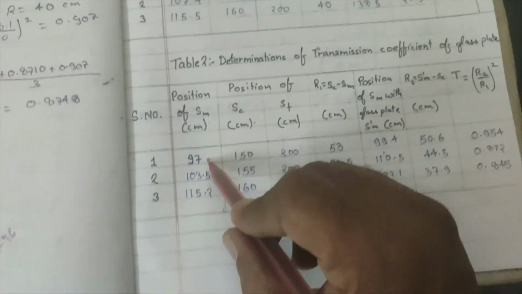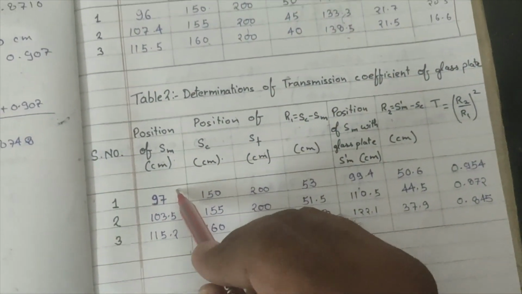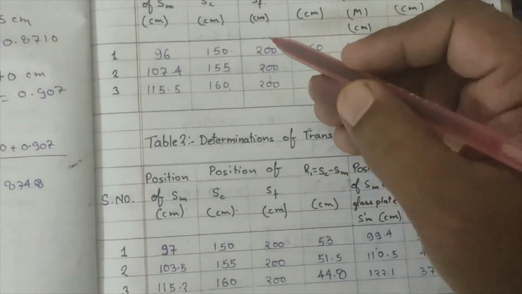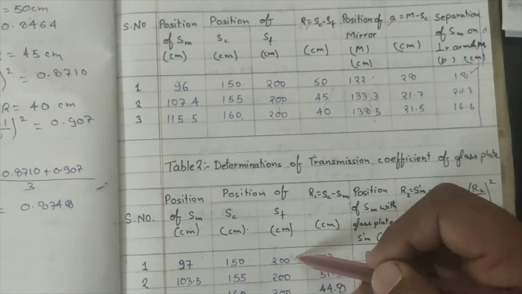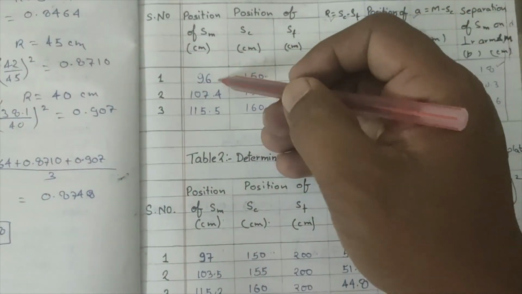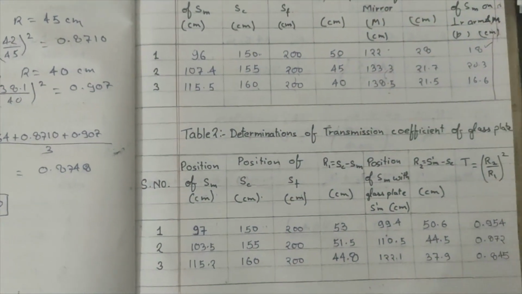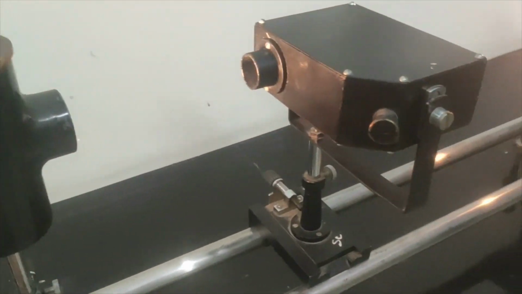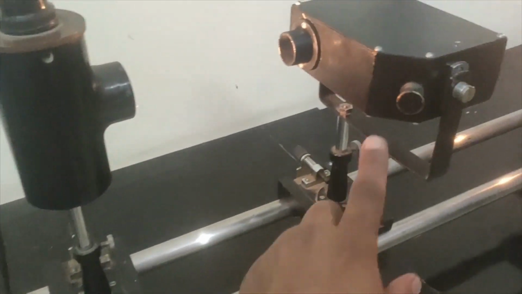The position of SM, and this source is fixed. So for the transmission coefficient, the position of the screen is fixed, the position of SM is fixed. As earlier, the position of SF is 200, I have kept it the same. 150 by 50, and then earlier we got 96, now I'm getting 97. It hardly matters. So the first procedure is the same.